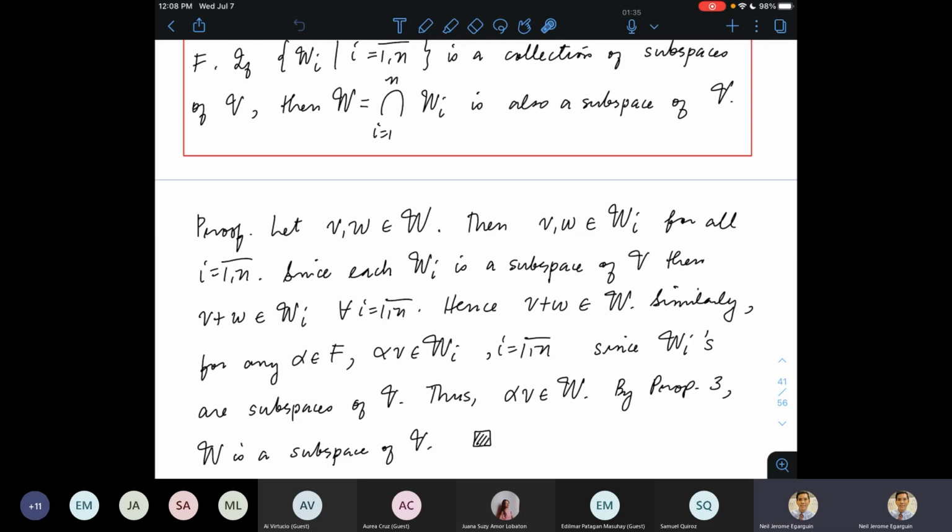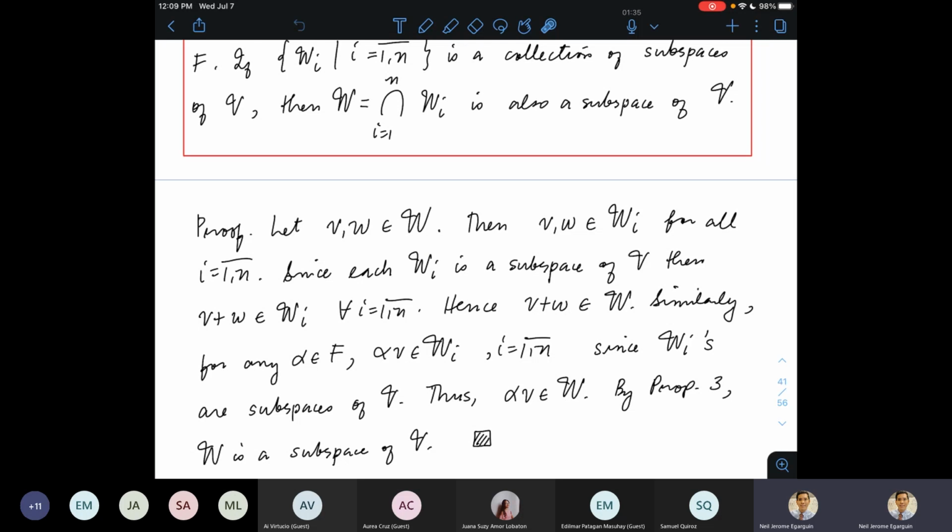But I hope the starting point is clear, guys. I want to use the compact criterion. That's why I took two generic elements of curly W. And my goal is to show that v plus w is also in curly W. So I'll start with that. What would be my first argument? Probably I'll make use of the definition of curly W.